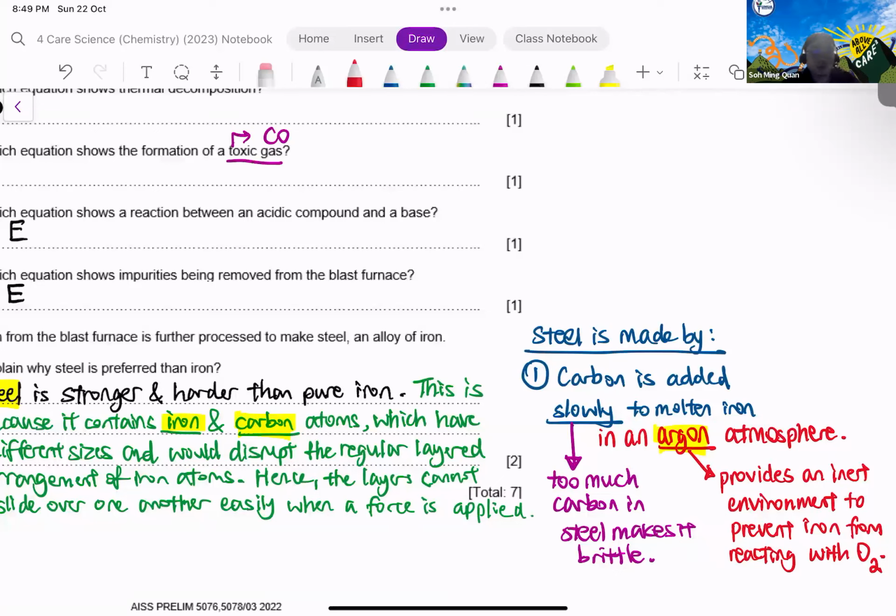Okay, so please ensure you take this down so that you are aware of how steel is made and why the carbon must be added in a controlled, slow manner. Because too much carbon will make it too brittle.